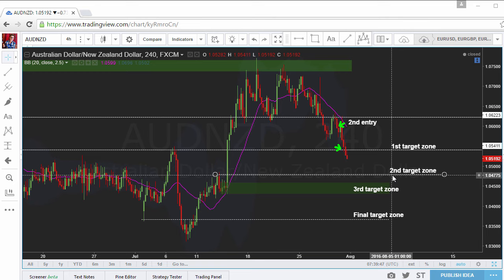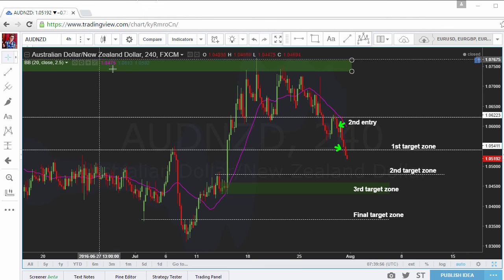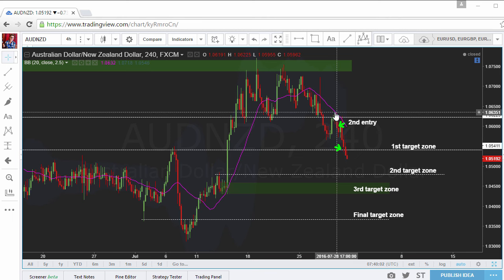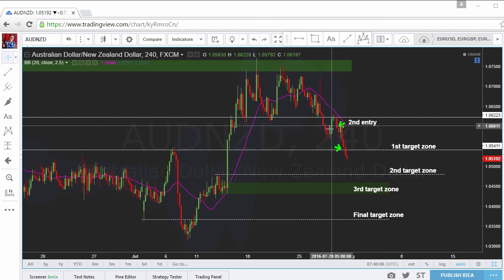Now it's Saturday morning, and I wanted to give you an update on all the pairs that I watched with you during the week. So let's start with the Aussie New Zealand dollar. Last time we left off, I think just here after price shot into the resistance and the 20 SMA. And as I said, I was expecting this break and retest pattern.